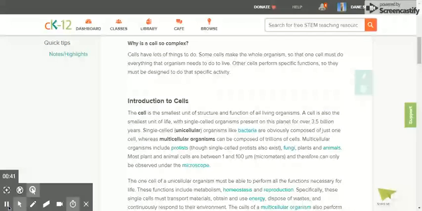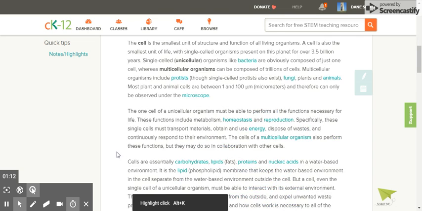A cell is also the smallest unit of life, with single-celled organisms present on this planet for over 3.5 billion years. Single-celled or unicellular organisms like bacteria are obviously composed of just one cell, whereas multicellular organisms like yourself can be composed of trillions of cells. Multicellular organisms include protists, though some are single-celled, fungi, plants, and animals. Most plant and animal cells are between 1 and 100 micrometers, and therefore can only be observed under the microscope.